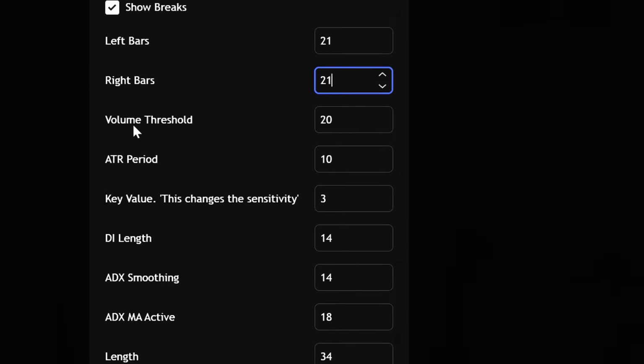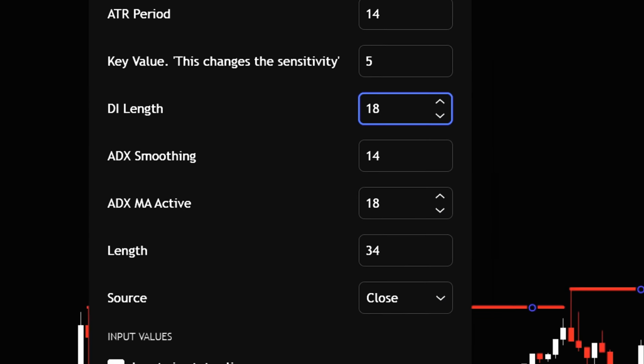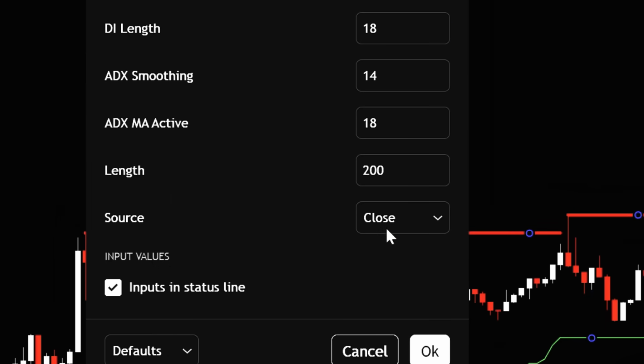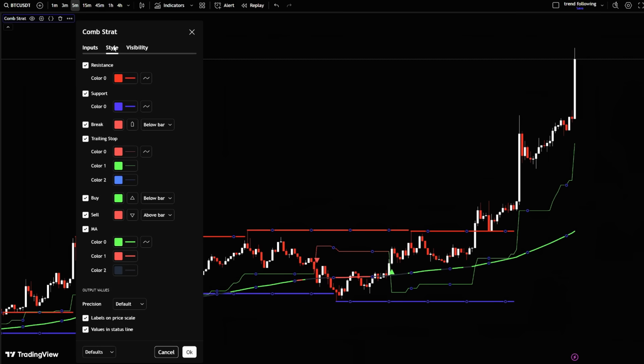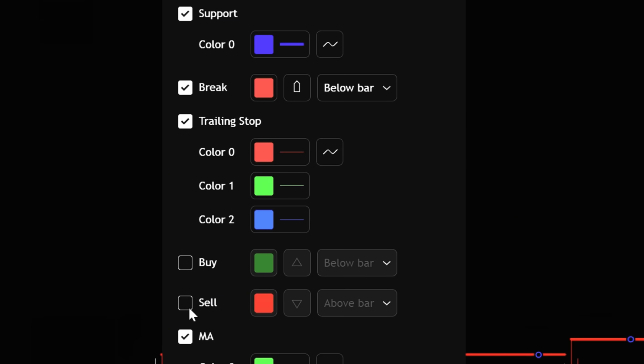Now run down this list with me. Volume 33. ATR period 14. Key value 5. And DI 18. And the big one, length 200. Make sure the source is set to close. One of the last things, on the style tab, uncheck buy and sell signals and break. We want a clean chart for our technical analysis, not a bunch of noise.